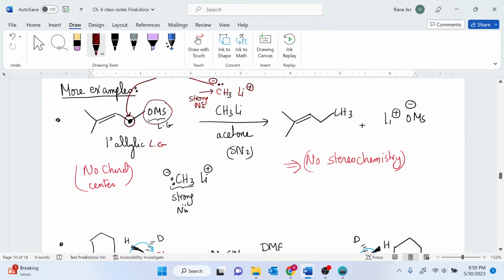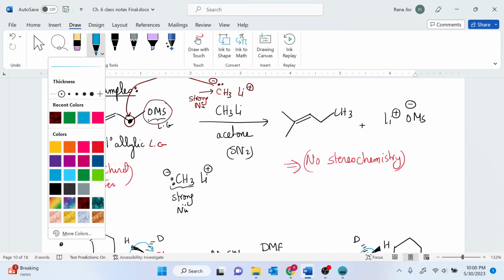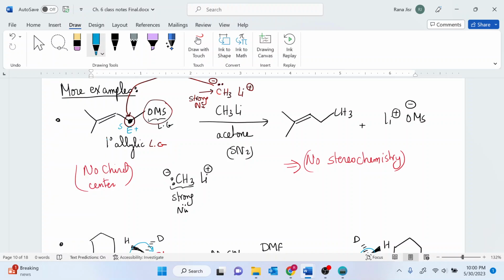So the nucleophile is going to come and attack the sp3 hybrid carbon. This is the electrophile in this case. So it's attacking the E+, this is the partial positive, and the OMs is going to leave.